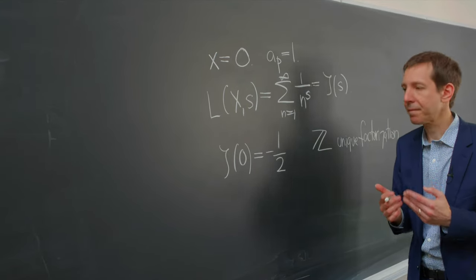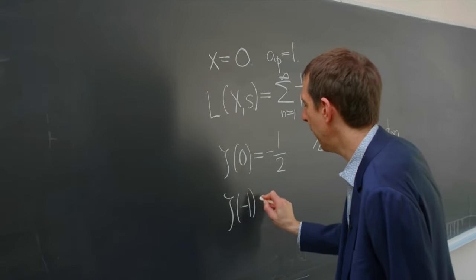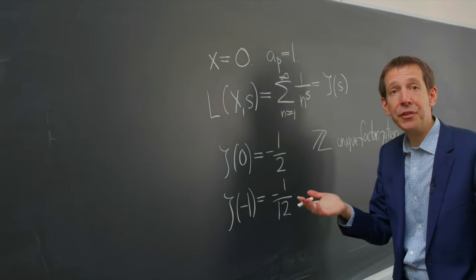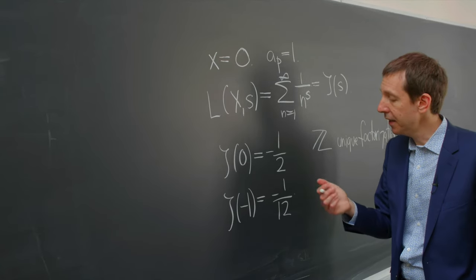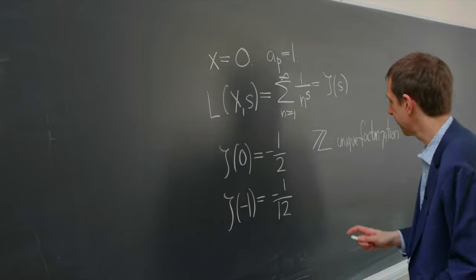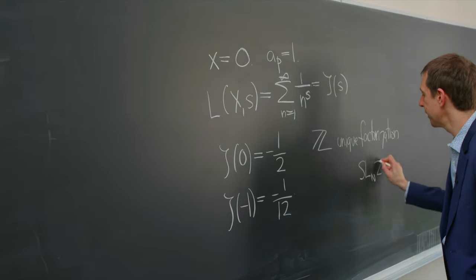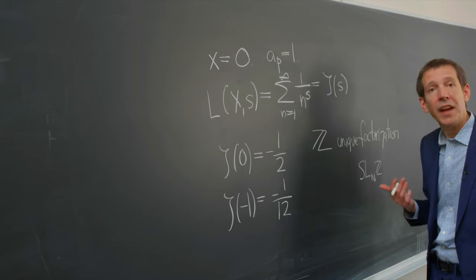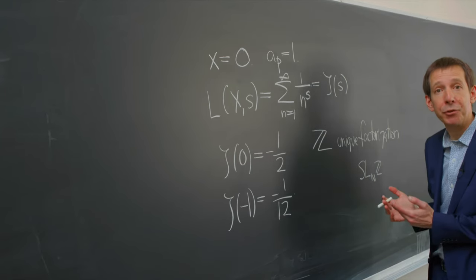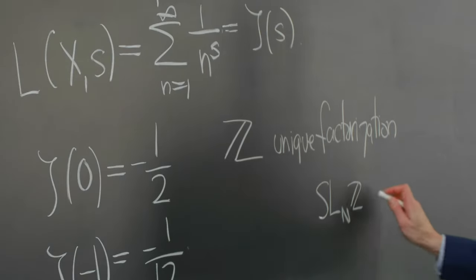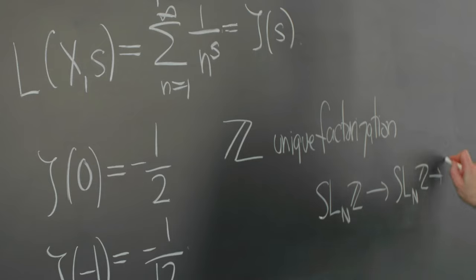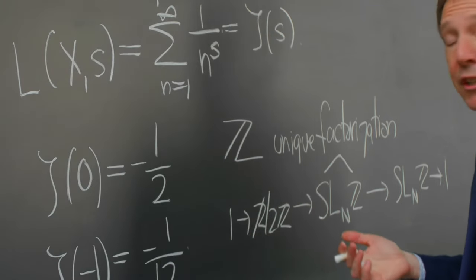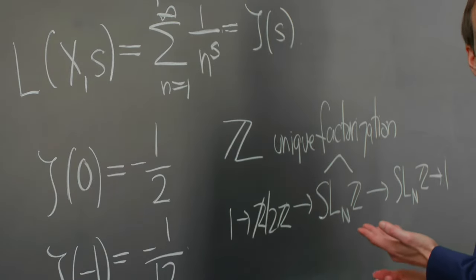Here's something more exotic. We know that zeta of minus 1 is equal to minus a 12th. How does this statement translate into arithmetic? It turns out that this is equivalent to the following fact. Let SL_n(Z) be the group of integer matrices with determinant 1. Then for n big enough, the Schur multiplier of this group has order 2. That is, there is a universal extension of this group, which is a central extension of degree 2, and all such central extensions are quotients of this group.